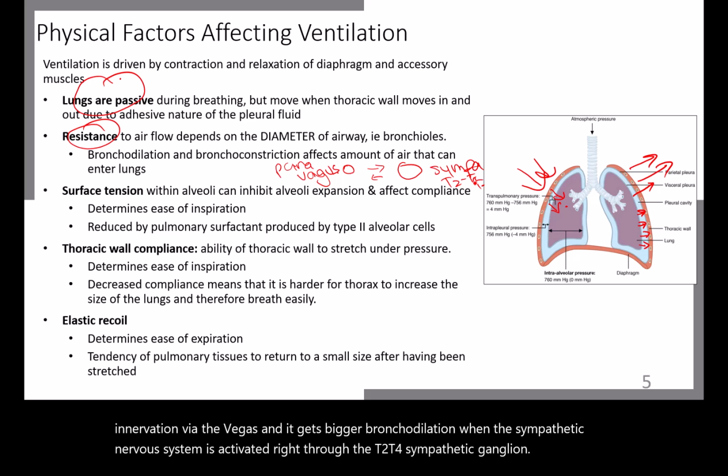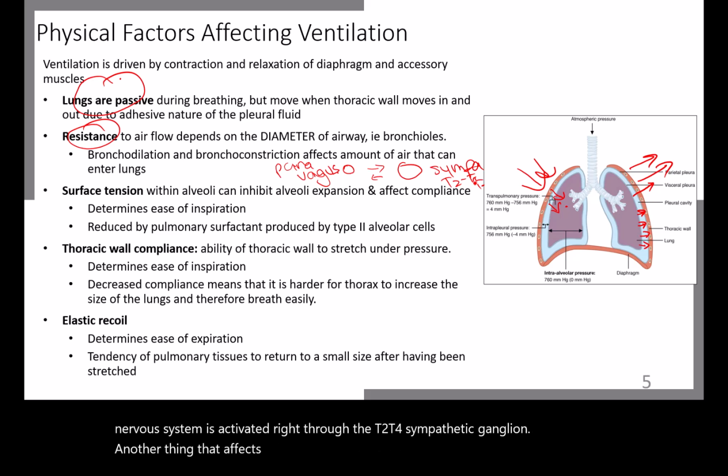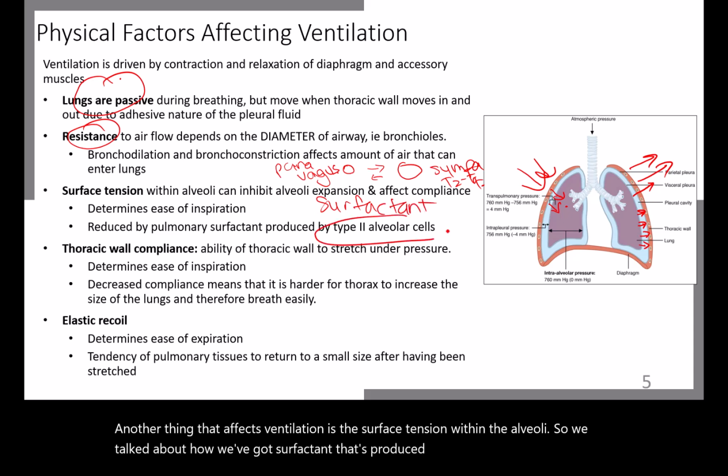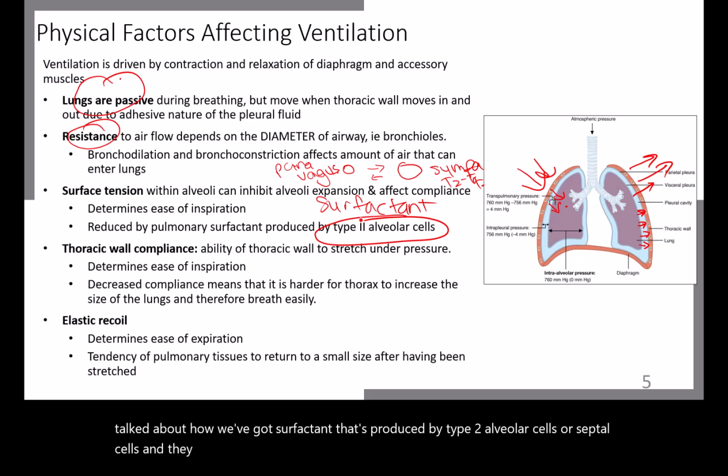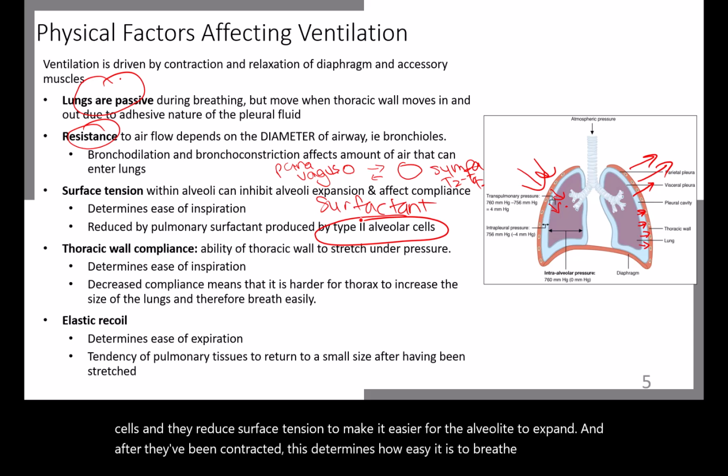Another thing that affects ventilation is the surface tension within the alveoli. So we talked about how we've got surfactant that's produced by type 2 alveolar cells or septal cells, and they reduce surface tension to make it easier for the alveoli to expand after they've been contracted. This determines how easy it is to breathe in.